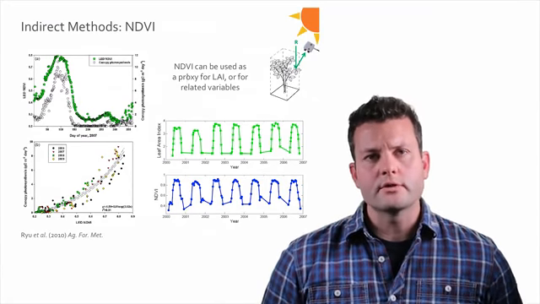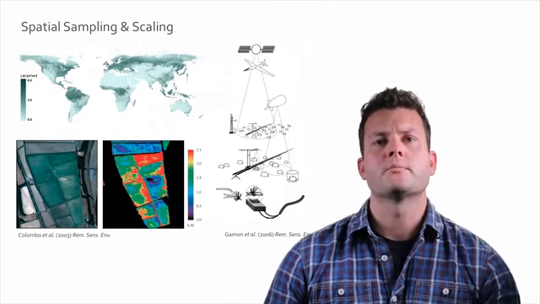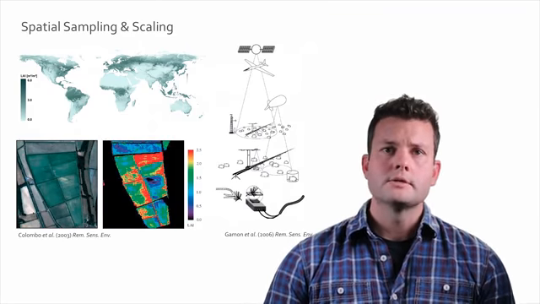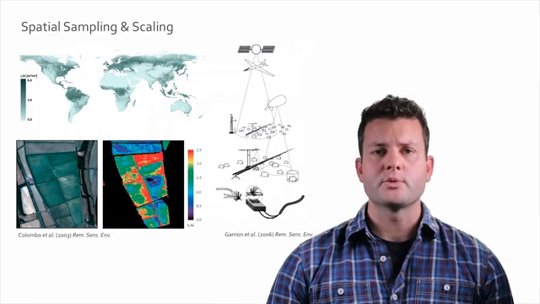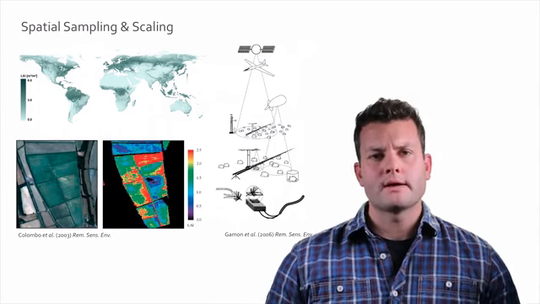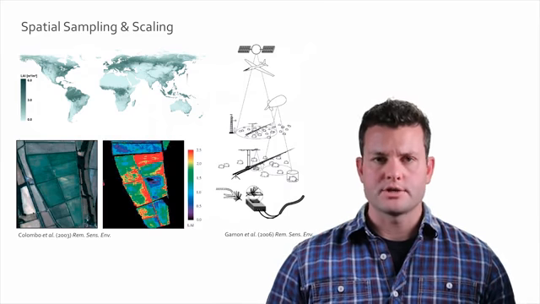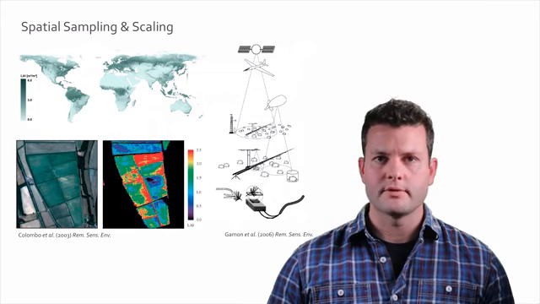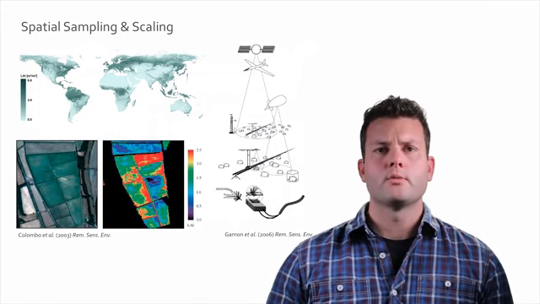Okay, so we've covered the methods, the direct and indirect methods. A few other considerations I'd like to cover. The first is sampling and scaling. I don't want anybody to have the impression that you just go out and measure LAI in one place and you get that one value and that's representative of the whole canopy. That's not the way it works.